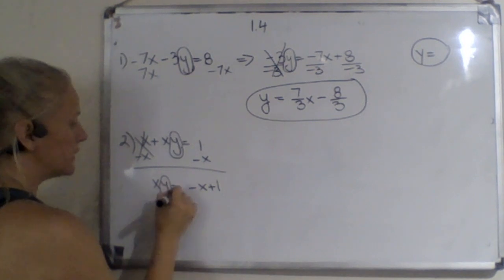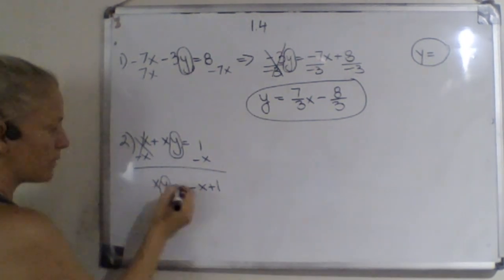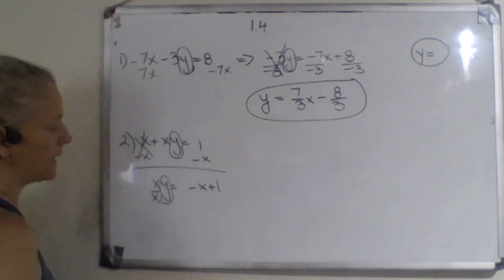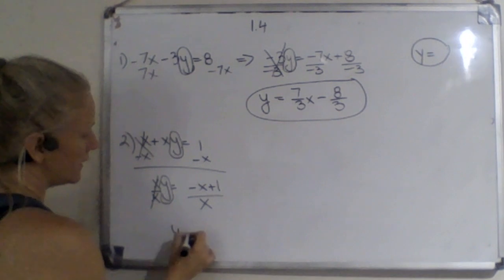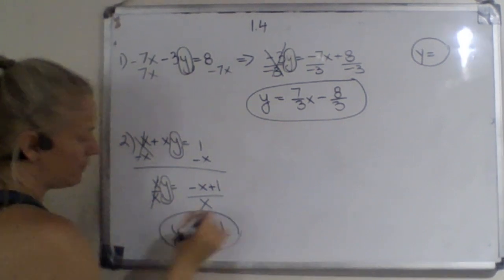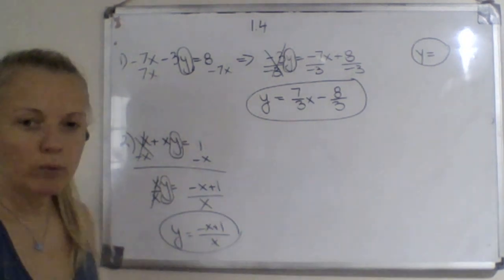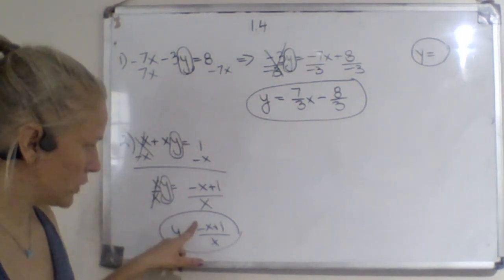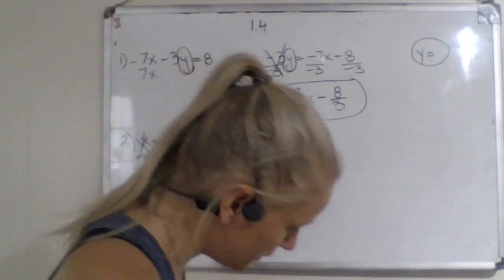I'm going to go ahead and circle it again because now I see, oh, I have an x. I need to get rid of it. The operation in between is a multiplication, so I'm going to divide. y equals negative x plus 1 over x. And I have my answer. The book has it 1 minus x. I couldn't care less. I always want you to write the x first because in the long run it's going to be very, very helpful to you. So let's go ahead and do it that way.